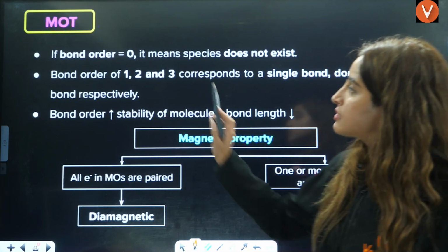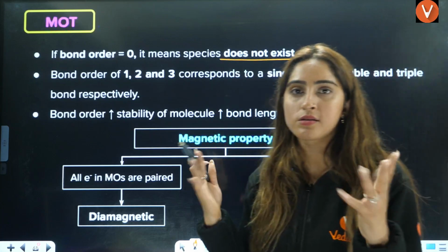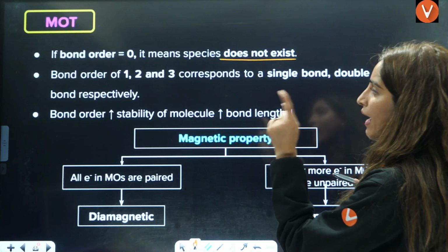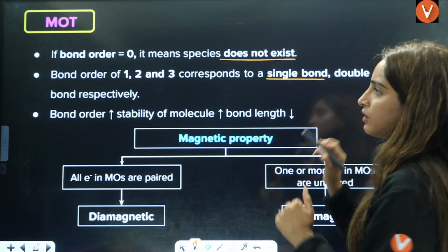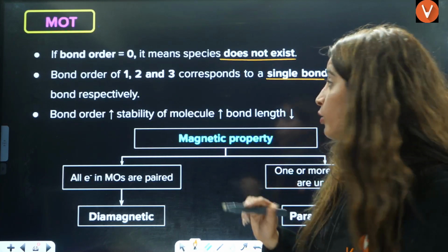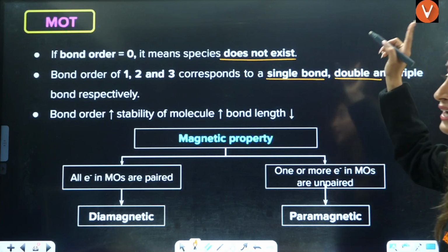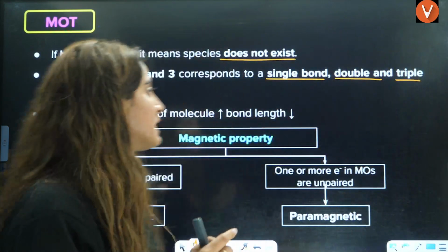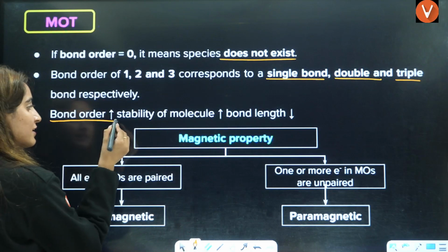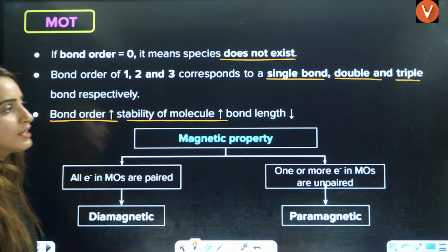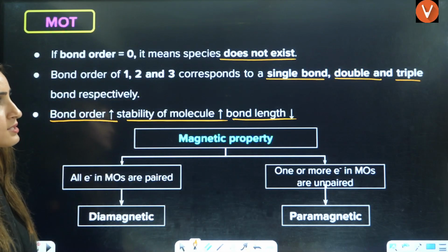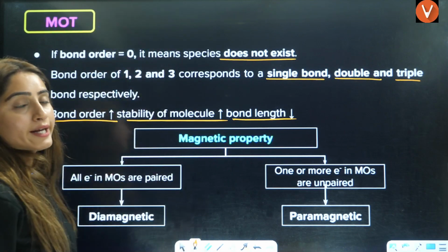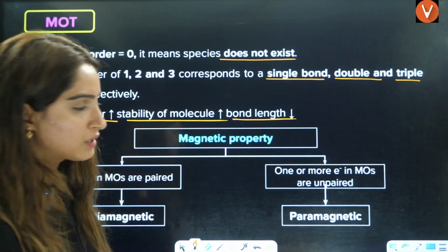If the bond order is 0, it means the species does not exist, right? Bond order of 1, 2, 3 corresponds to single, double and triple bonds, because H2 has only one bond order, O2 has 2 bond order, that is why it is a double bond, and N2 has 3 bond order, that is why it is a triple bond, right? When bond order increases, stability of the molecule will increase and bond length will decrease. If a molecule has 0.5 bond order, then it is a very unstable species, right?